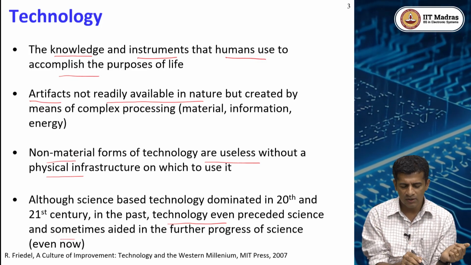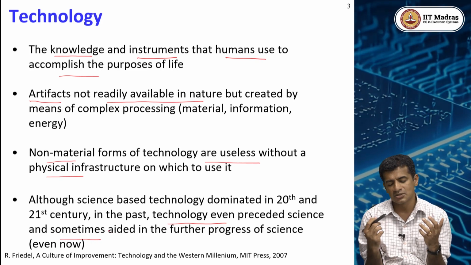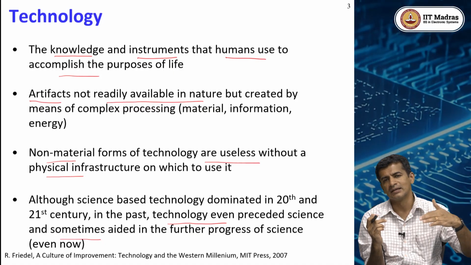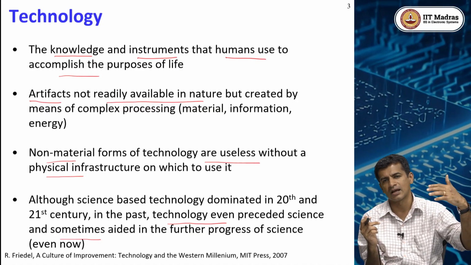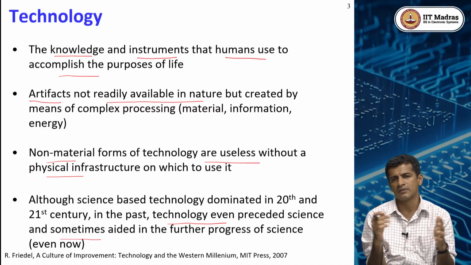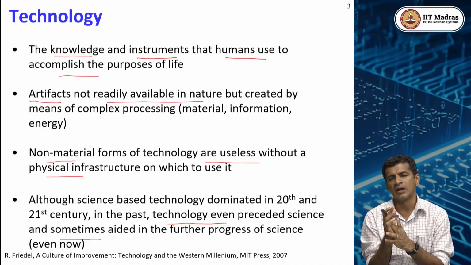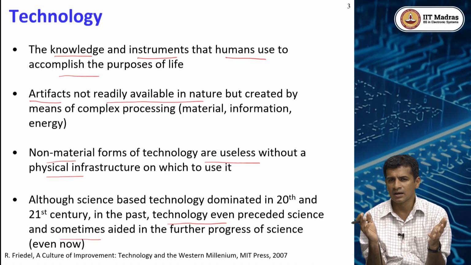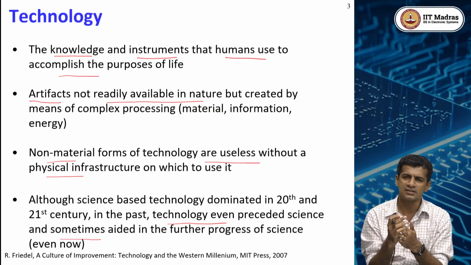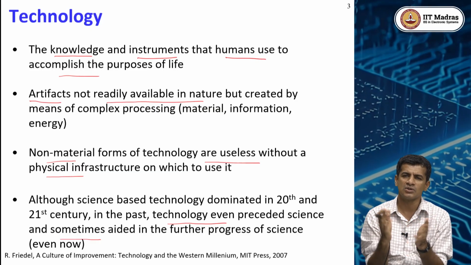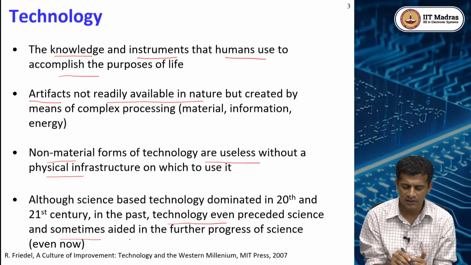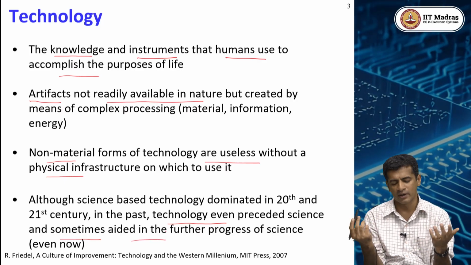The other important thing is that technology actually helps in the progress of science. It's not a linear chain where first comes science, then comes technology. There is a complex interplay between science and technology. Any big science project, for example the Large Hadron Collider or the Hubble telescope, requires a lot of technology. Those are two simple examples where technology is aiding the progress of science.